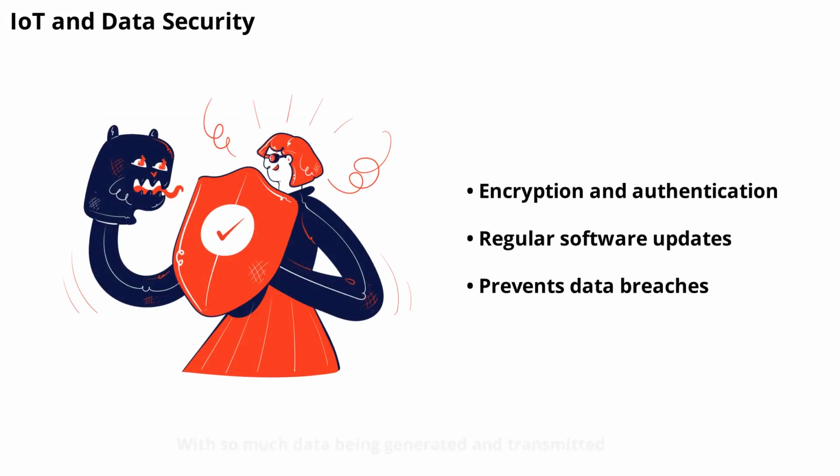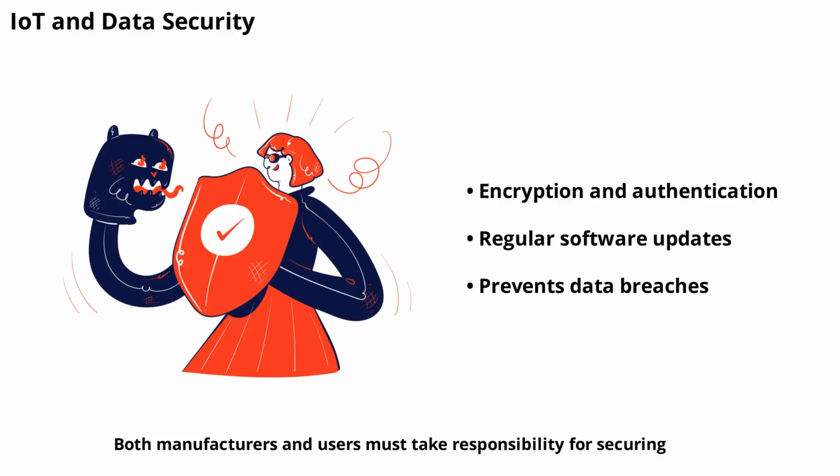With so much data being generated and transmitted, data security is a top priority in IoT. Encryption, secure authentication, and regular updates are essential to protect against threats. Both manufacturers and users must take responsibility for securing devices and networks to prevent data breaches and maintain trust.